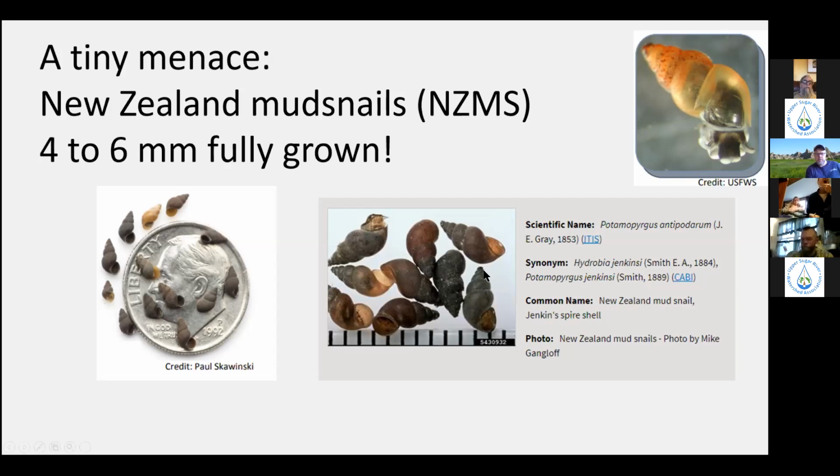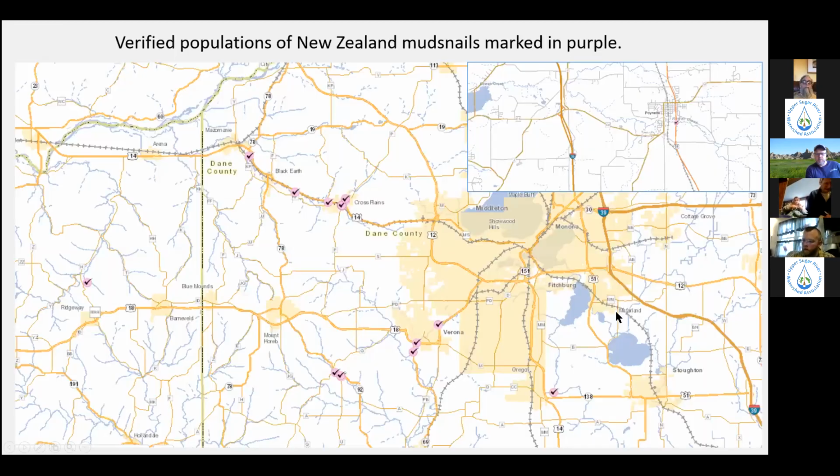Now part of what my job is, is to go ahead and get what are called verified populations. And so this is an example. This is the surface water data viewer. And if you type in surface water data viewer space DNR, you can find a link to this. So these are all the verified populations of New Zealand mud snails in the entire state. And if you notice, they're really quite clustered around our area, with some of them right in our watershed and some of them just to the north.